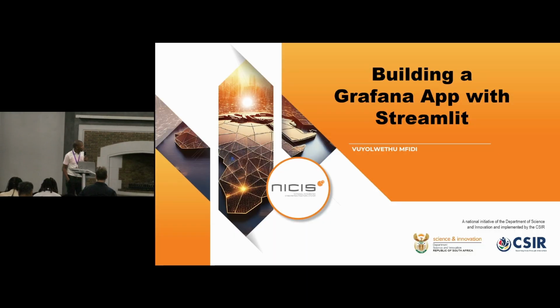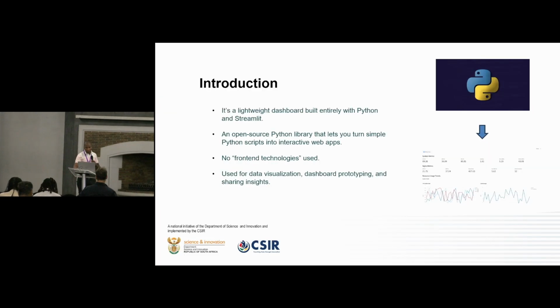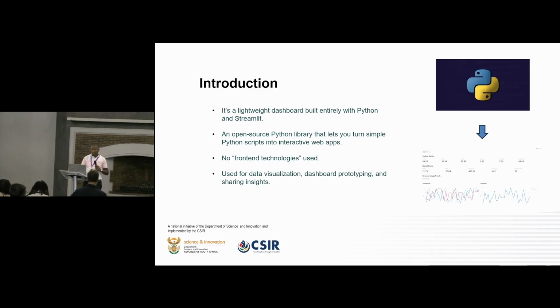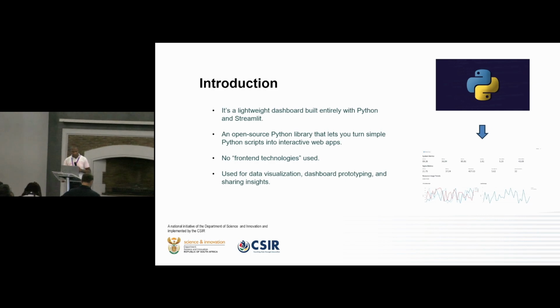So my talk today is about building a Grafana app with Streamlit. Just to give a background and an introduction to why I came into that. Basically the dashboard is built in Python. Entirely everything is Python. I used an open source library that lets you turn simple Python scripts into web applications. So basically, no HTML, no CSS, no JS has been used, which are the front-end technologies.